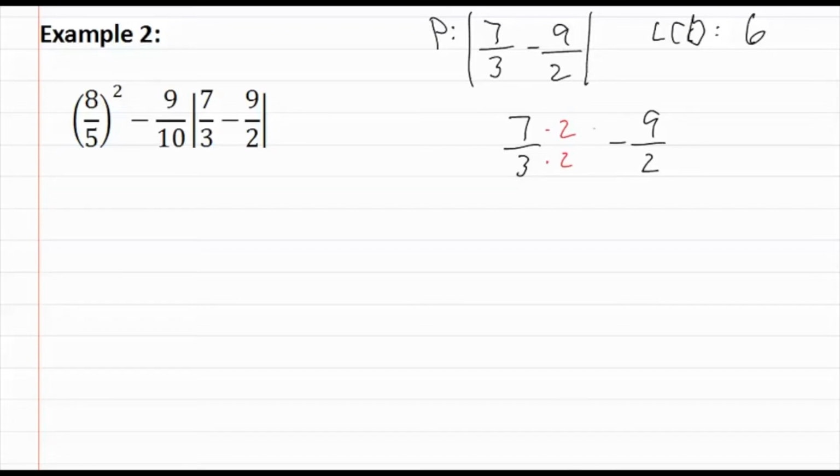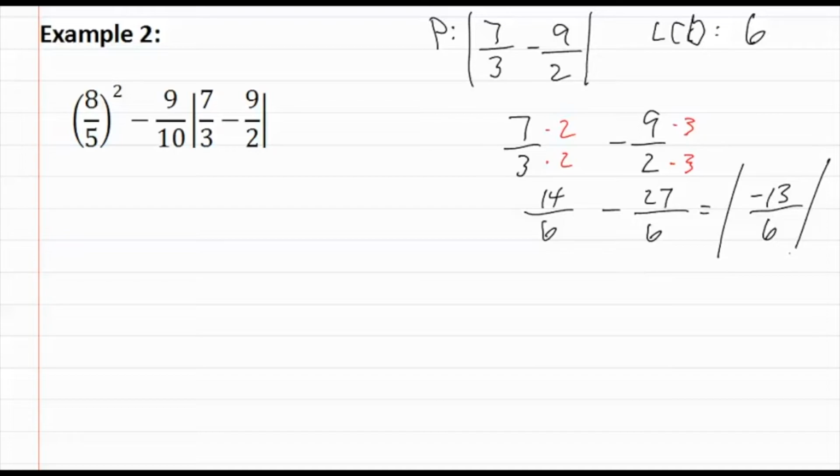The 3 needs to be multiplied by 2 and the 2 by a 3. This will give us 14/6 minus 27/6, which gives us negative 13/6. Remember, this is still inside of an absolute value. But when you take the number out of an absolute value, it becomes positive. Remember, that is what an absolute value does. It takes whatever's inside and makes it a positive number. This means we put 13/6 back in the problem.